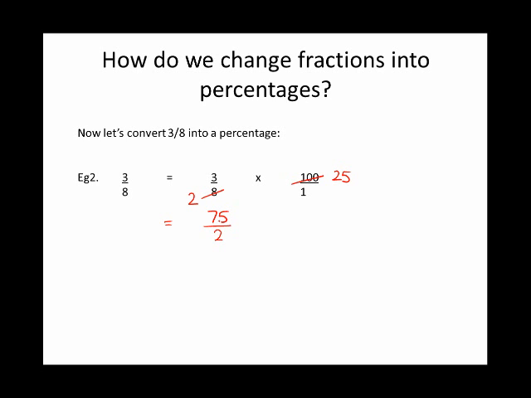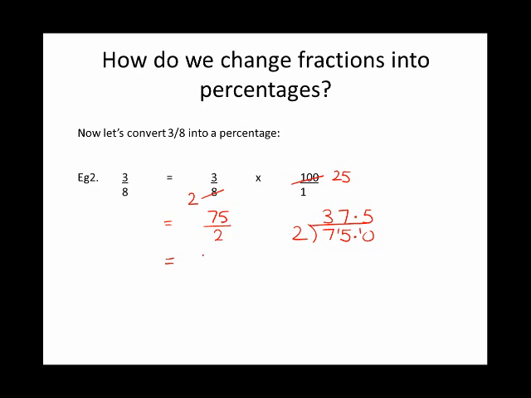So now I need to divide 2 into 75, so I'll do a short division to help me with that, to make sure I don't make a mistake. So 2 into 7 is 3, remainder 1. 2 into 15 is 7, remainder 1. Must remember to put in the decimal point here and here. 2 into 10 is 5.